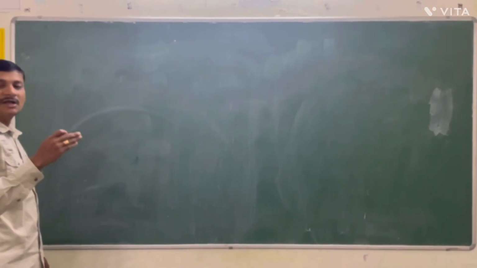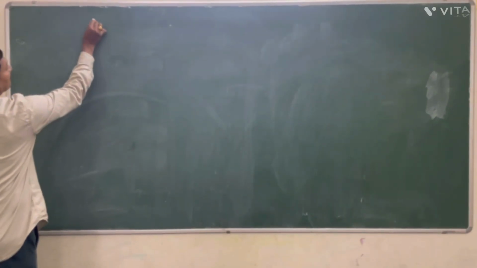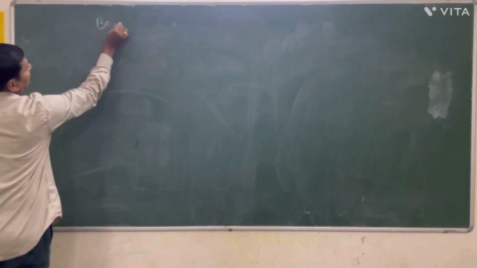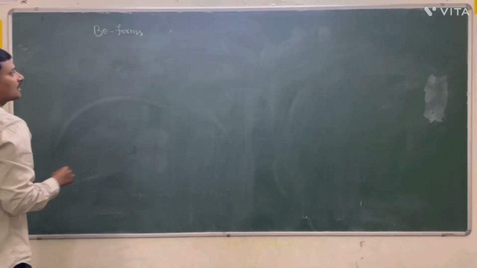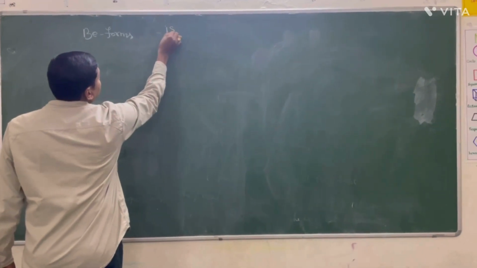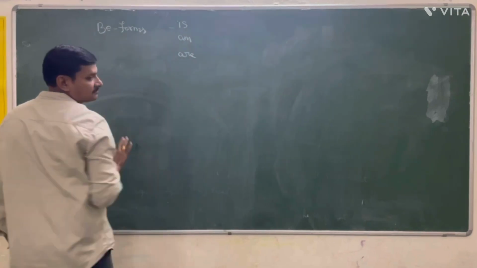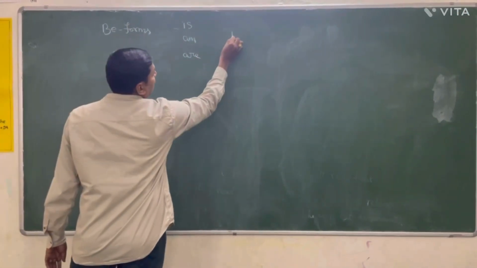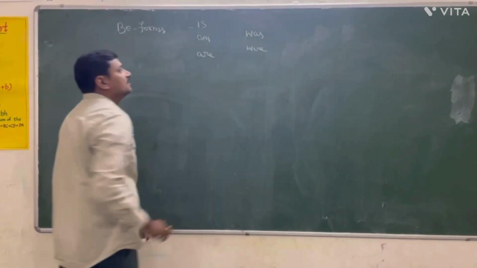Before that, let's write the be forms here. Be forms, what are they? What are called be forms? Is, am, are. Next one, was, were. These are called be forms.